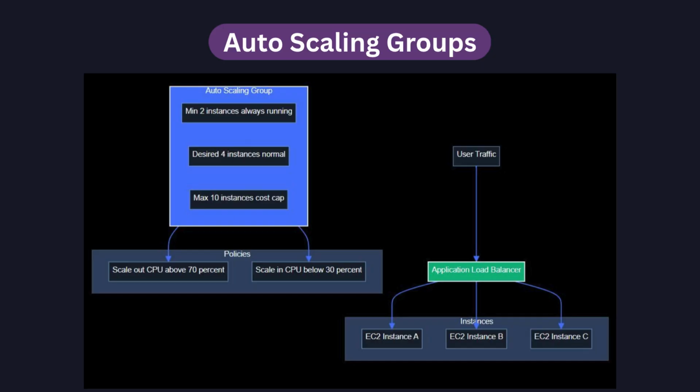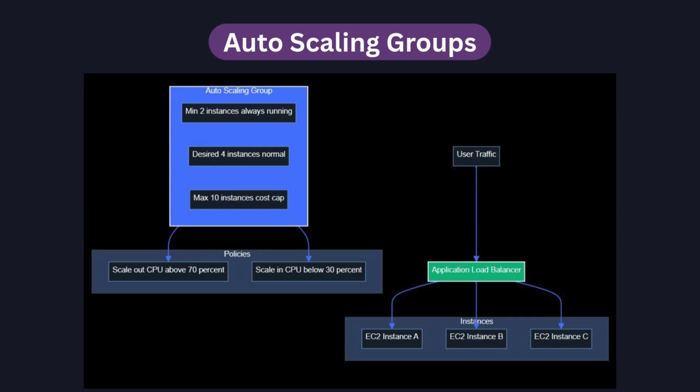Auto-scaling groups. Auto-scaling groups automatically manage the number of EC2 instances based on demand. You define minimum, desired, and maximum number of instances, and AWS automatically adjusts capacity based on traffic or performance metrics like CPU usage. When demand increases, new instances are launched, and when demand decreases, extra instances are removed.